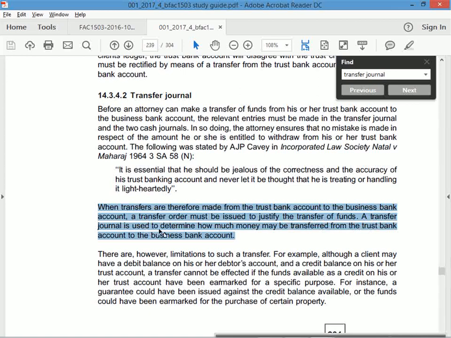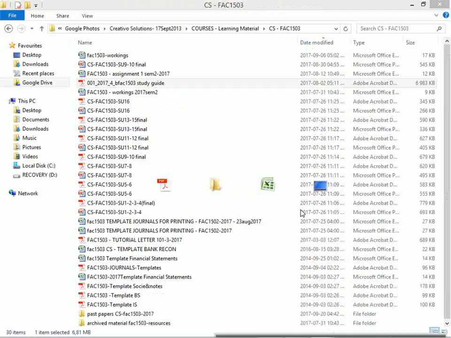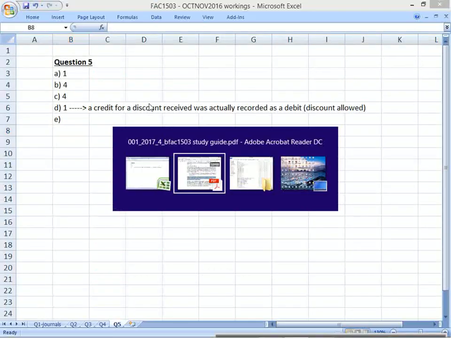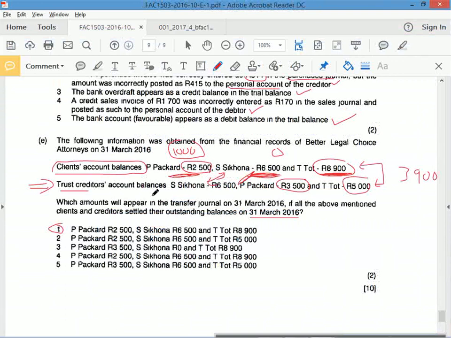A transfer journal is used to determine how much money may be transferred from the trust bank account to the business bank account. Right, so looking at this, okay, so how much do we get? How much do they owe us? Trust creditors. That's how much they owe us. Okay, we're going to be looking at transferring amounts from their account to our account. Okay, so how much is owed here? 6,500. So would you transfer 6,500? Yes, you would.